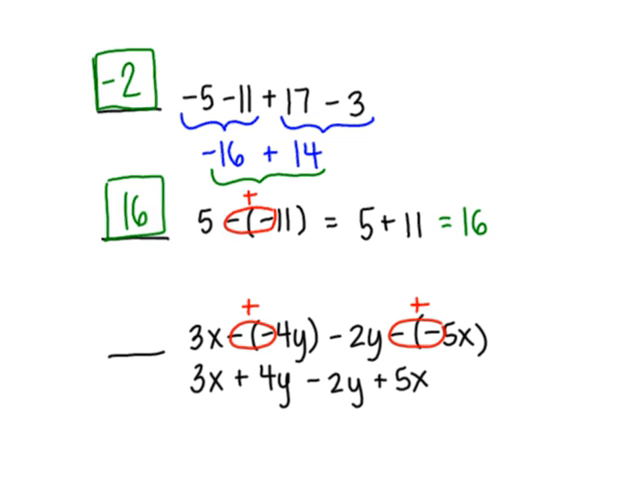At this point, we can combine like terms. So when we combine like terms, I see that I have a 3x and a 5x. So 3x and 5x would give me an 8x. I also see that I have a 4y and a 2y. 4y minus 2y, I subtract and take the sign of the larger, so that would give me a 2y. And my answer is 8x plus 2y.